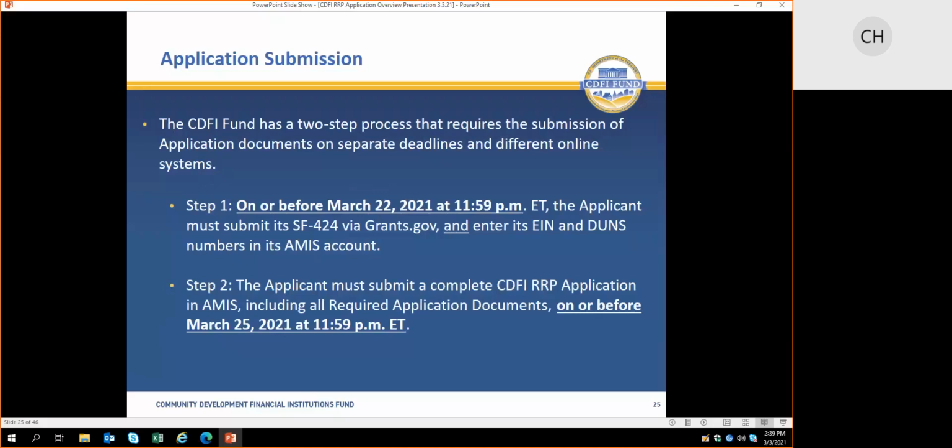And if you're applying for just RRP, please make sure that you do select the right code. It's CDFI-2021-RRP. Secondly, then, the applicant must submit a complete CDFI RRP application in AMIS, including all the required application documents on or before March 25th.